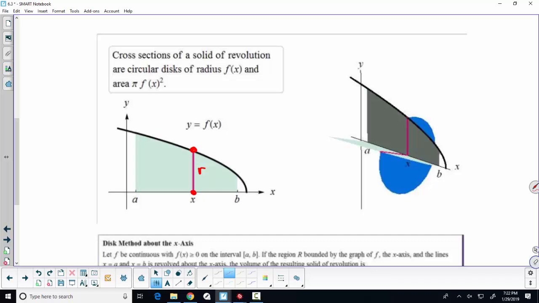Once again, we're faced with measuring something that's running this way. How do we do that? Top minus bottom. What were you going to say, Trey? The radius is the area. No, because we're not finding the area of this. We're taking this whole thing and we're revolving it and finding the volume.